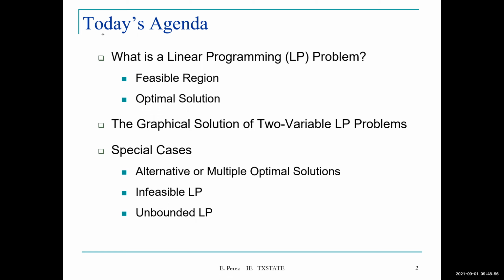So we're going to answer this question: what is a linear programming problem? First, we're going to look at what is the feasible region, meaning that space in which you're going to find the solution for the problem, and what is the optimal solution. So using all the options, how do you know which one is the best? That's your optimal solution. And we're going to solve the problems using the graphical solution of 2 variable LP problems. Then we're going to talk about the special cases in which you have alternative or multiple optimal solutions, an infeasible solution or no solution, or an unbounded solution for a linear programming problem.